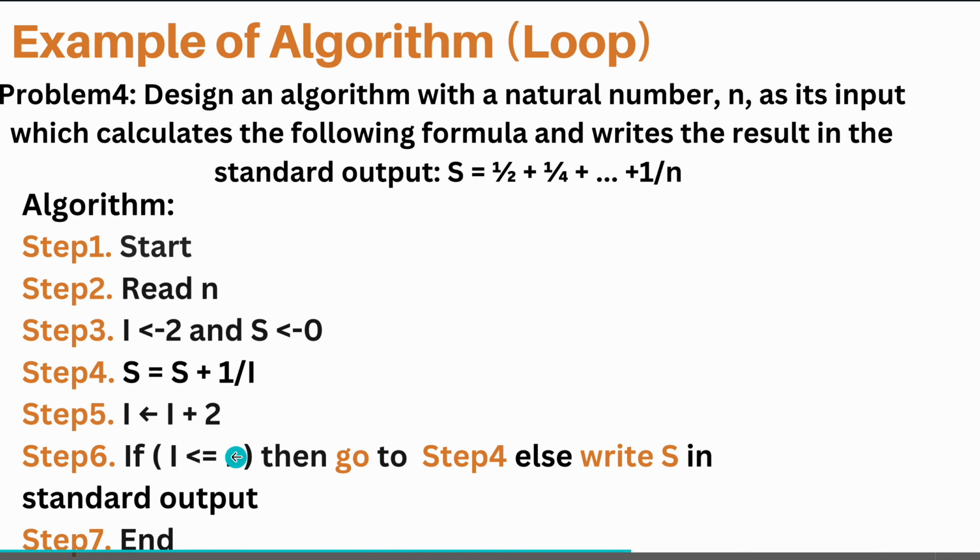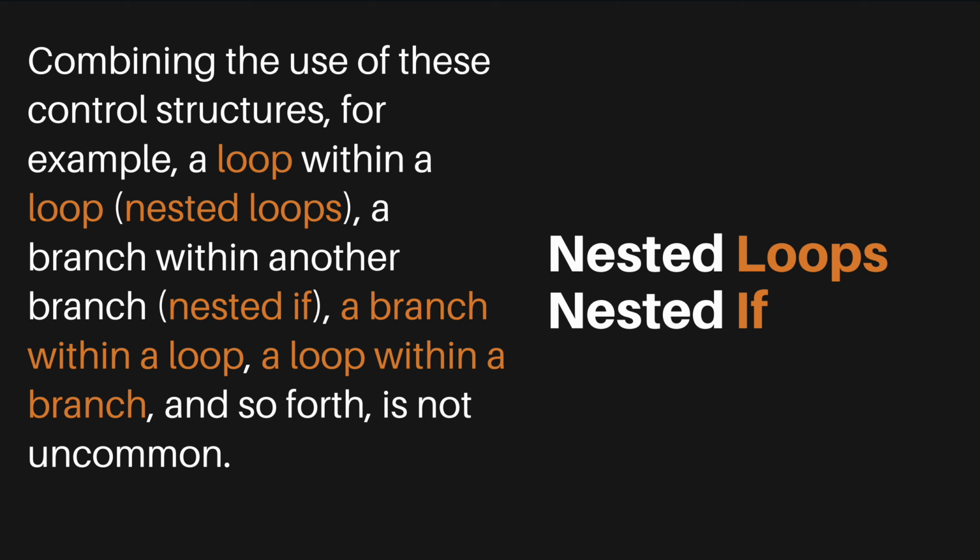And I'll check I against n here. This will keep increasing. If this is less, then go to step 4, sum it up, increase I, and keep checking. And once it's completed, when I less than or equal to n is false, write the sum to standard output. We got the sum. So this is another interesting example of getting the sum of a series using a loop.